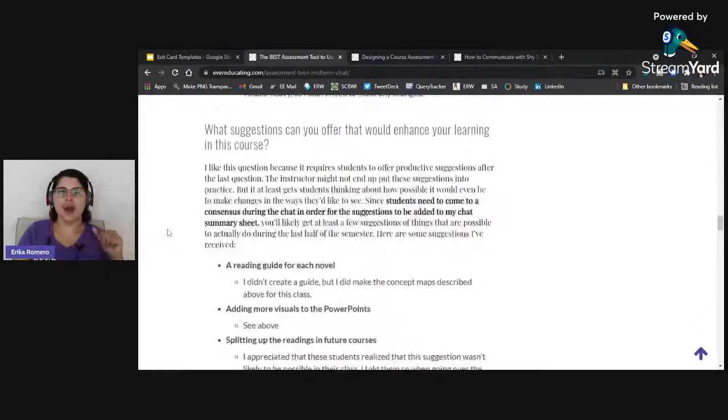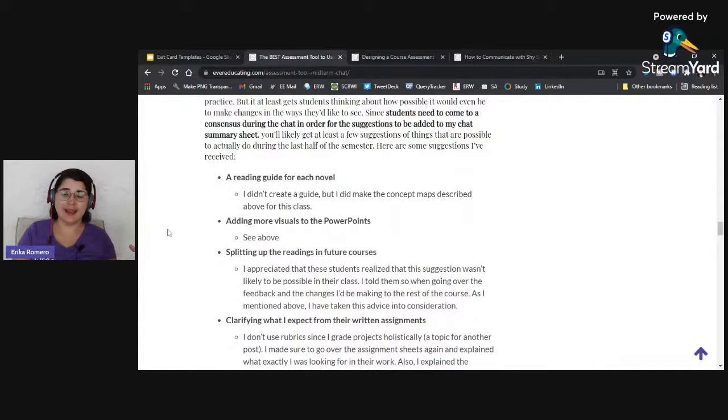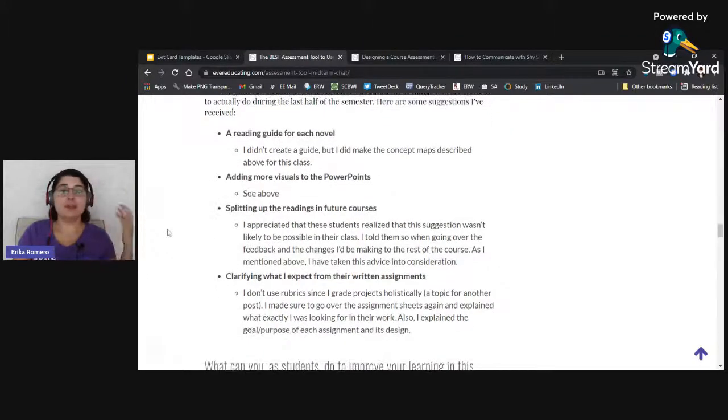And what suggestions can you offer that would enhance your learning in this course, right? So in this case, what do you think I can do in order to help them learn? So in this case, what are we adding, right? So maybe a reading guide for each novel, okay? So I didn't do a guide, but I did the concept maps. Adding more visuals, so I did that, right? So splitting up the readings in future courses. Okay, yeah, I did that too, right? And clarifying what I expect from their assignments.